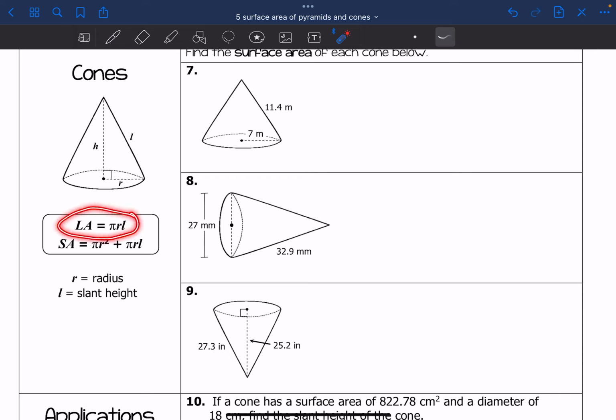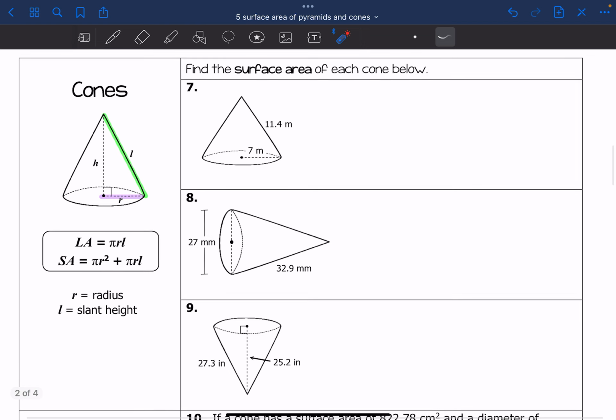So this is our lateral height. And so our slant height is always going to be the edge of that cone. So don't confuse it with just the regular height of the cone. That is something different. So slant height is that edge. And then of course we're going to need our radius. So at the bottom, radius. And that's about the only two things you need. Just make sure that you plug them in correctly into that formula. Okay, so find the surface area of each cone below. We're only going to do the first two.